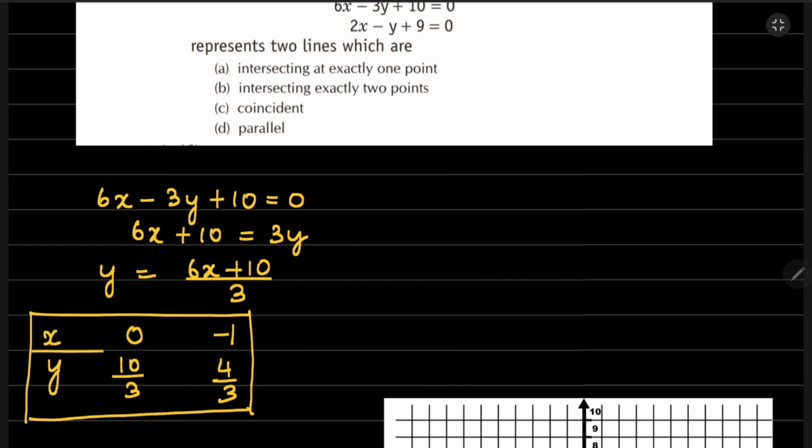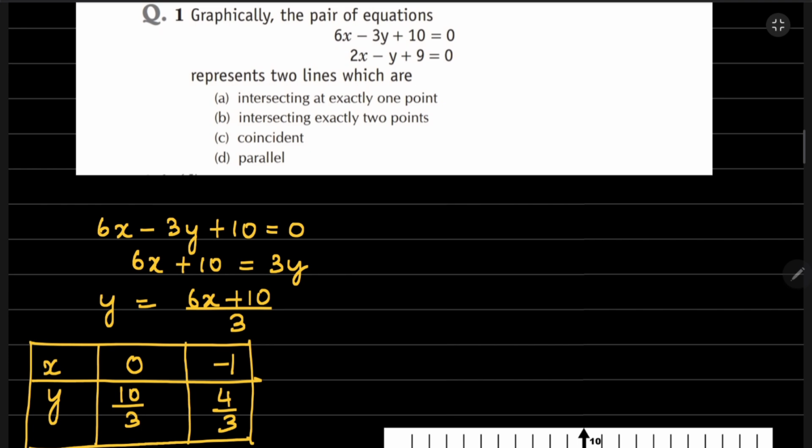If you're asked graphically, you should only do graphically. If you plot these two equations in the form of straight lines, then you will be able to know whether the two lines are intersecting at one point, whether they are coincident or whether they are parallel. Let's take the second equation now. So you have 2x minus y plus 9 equal to 0, or I can write y is equal to 2x plus 9 if I take y to the other side.